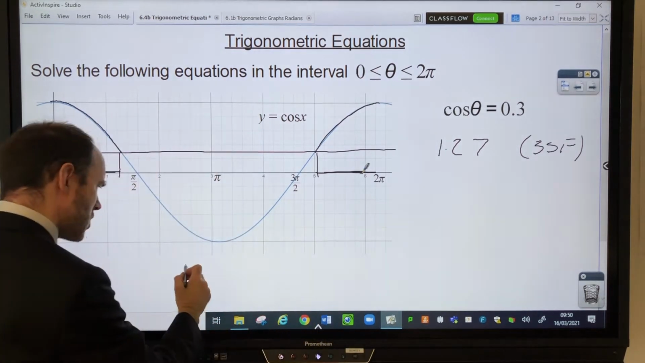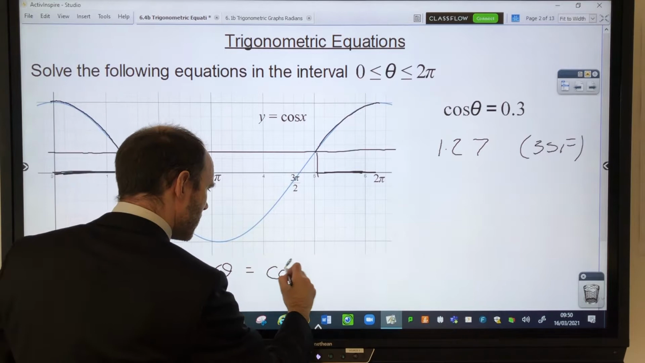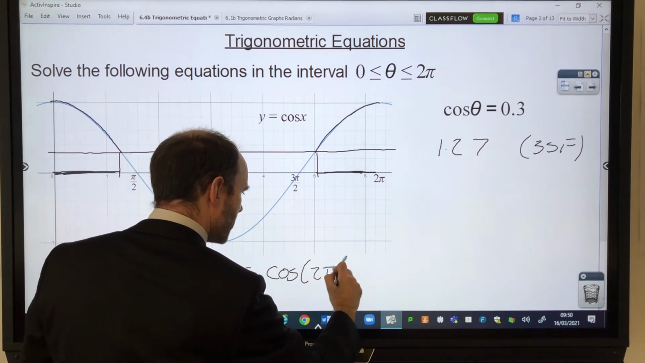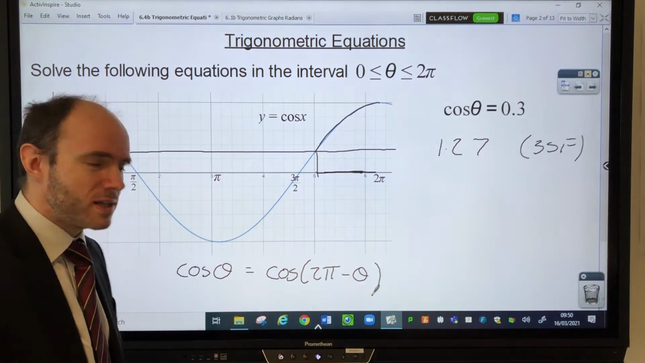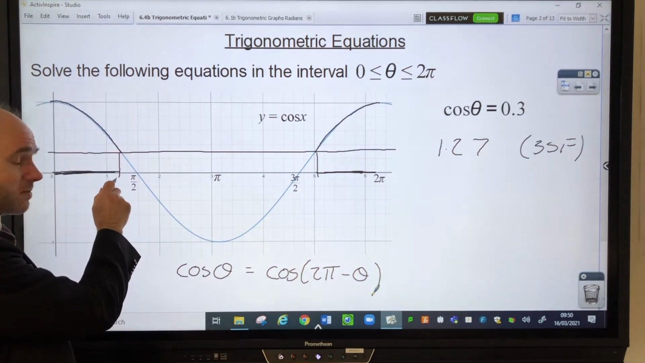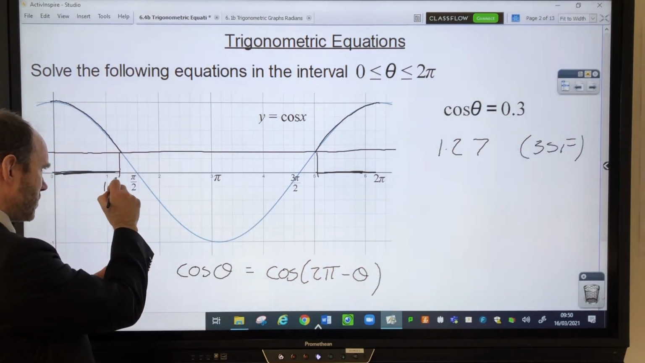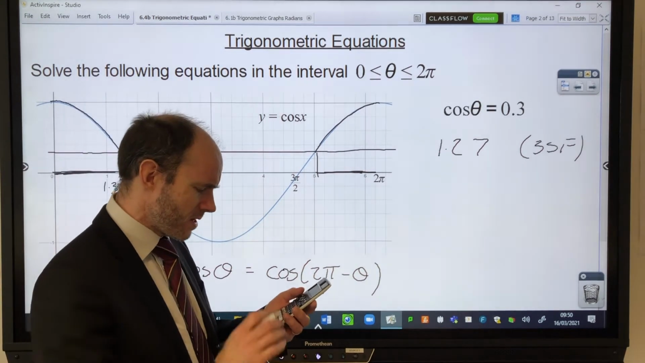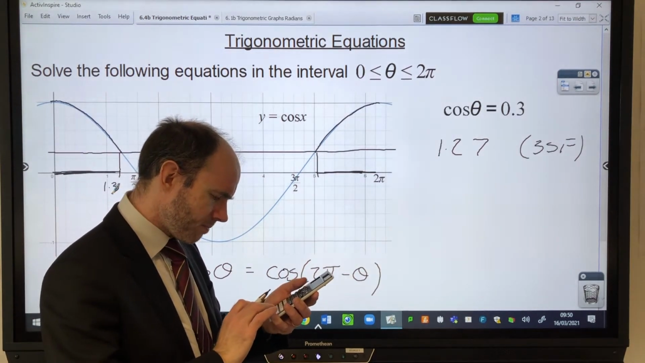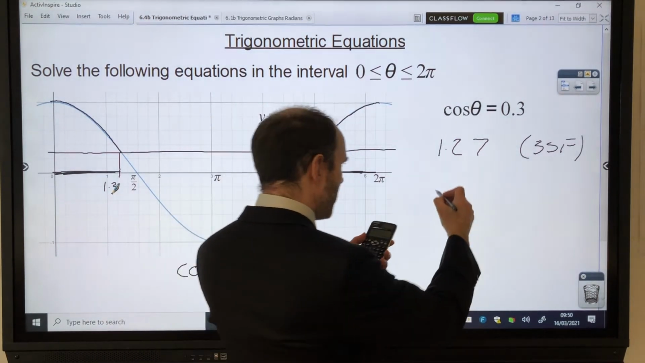Here I'm going to show you the result that cosine theta is the same as cosine of 2 pi minus theta. Put simply, we need to do 2 pi subtract this value to get our second answer. So if that was 1.26 something, let's just put 1.3 to two significant figures. If I do 2 pi subtract that, that gives me my second answer.